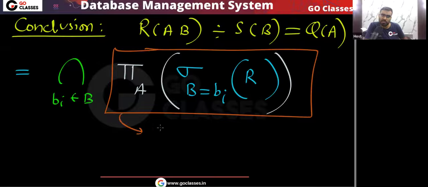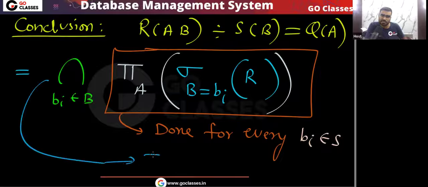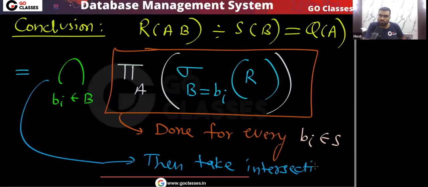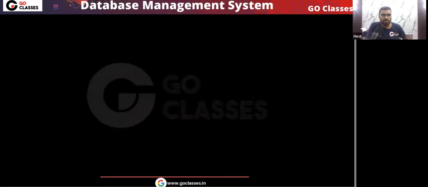This is basically done for every Bi belonging to S. We will do this for every Bi belonging to S, and then we will take the intersection of all. So this is the idea. Okay, let's move on now. Very simple, this is what we have done.